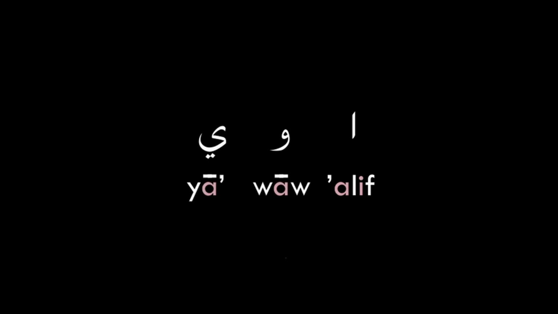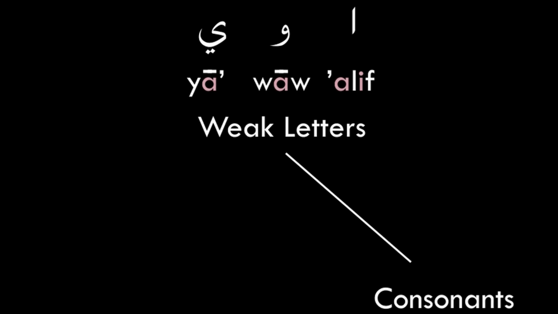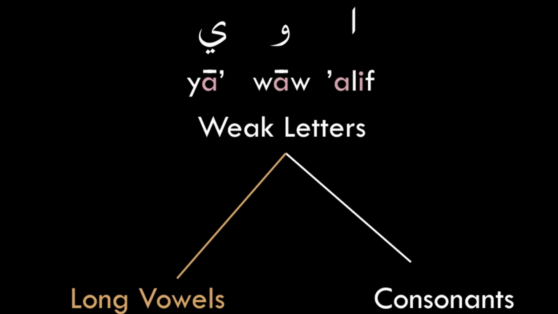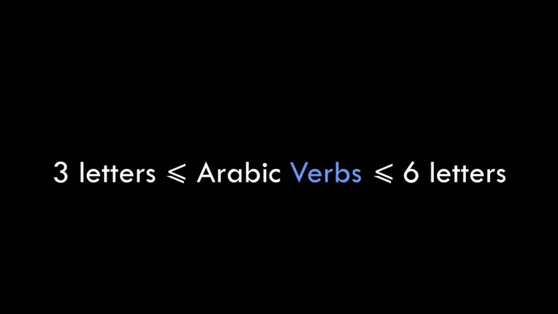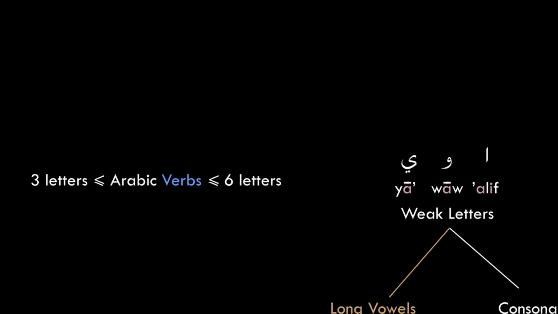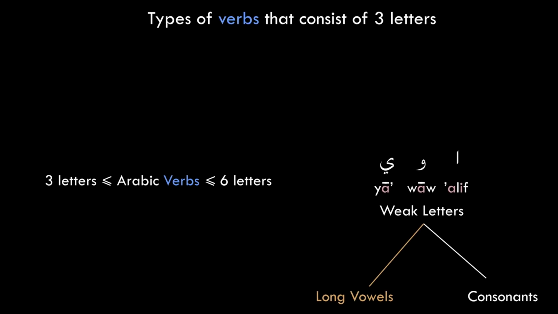Before moving forward, I have to remind you that alif, waw, and ya are 3 letters. We call them weak letters, and they can come as consonants and as long vowels. Also, I have to remind you that the shortest verb in Arabic has to consist of 3 letters, and the longest has to consist of 6 letters. You can never find a verb with 2 letters or a verb with 7 letters or more. Why did I remind you of that? Because I'm going to talk about different types of verbs that have 3 letters.